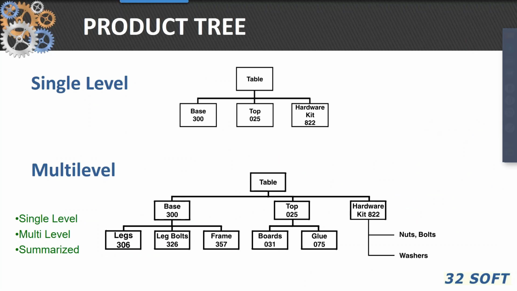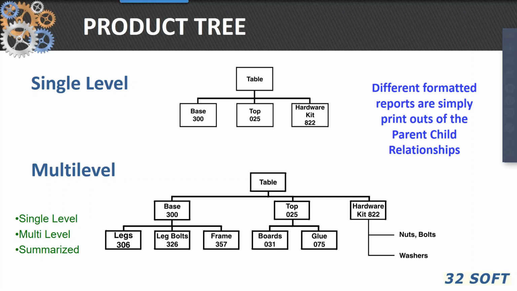You can look at these as various formats of reporting, single or multi-level, but just remember that different formatted reports are simply printouts of those parent-component relationships. QAD, and MRP in all ERP systems, does not have a parent and a list of components. It's got a parent and a child, a parent and a child, a parent and a child.